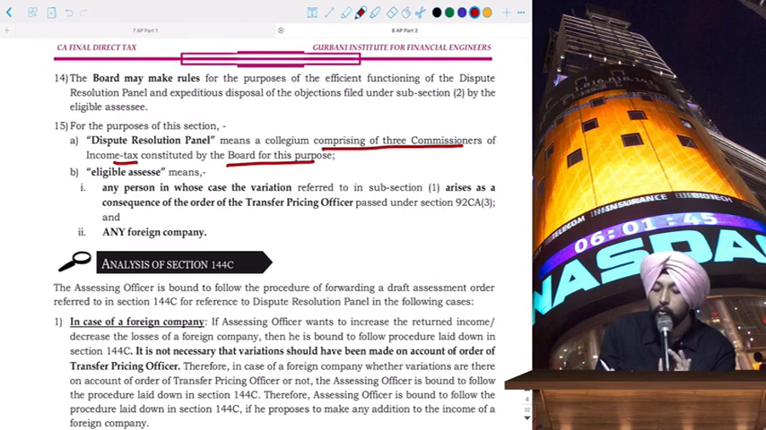Okay, who are the eligible SSE who can make a reference to DRP? Eligible SSE means any person in whose case the variation referred to in subsection 1 arises as a consequence of the order of the TPO, Transfer Pricing Officer, passed under section 92CA.